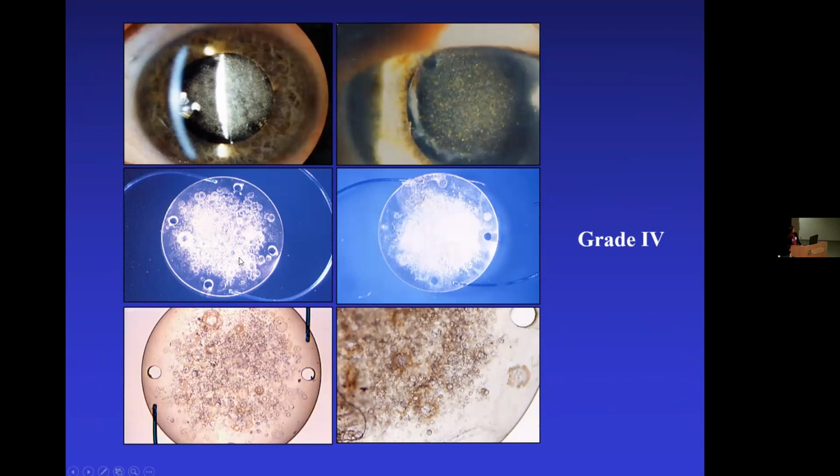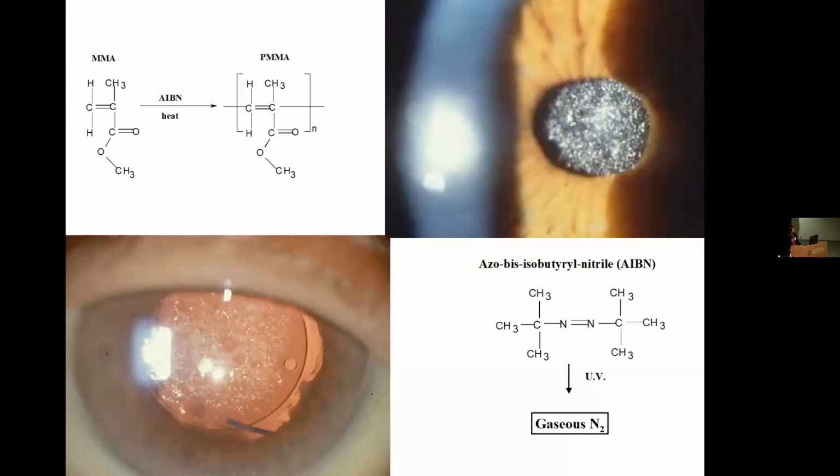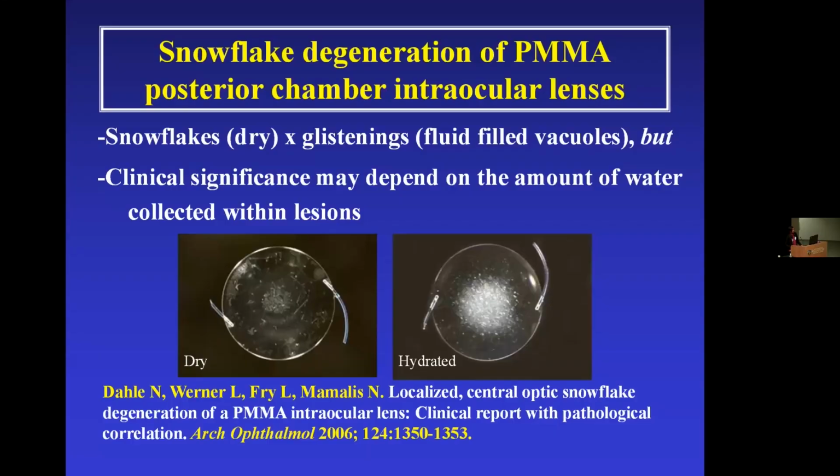And you see the lesions are more in the central area, and the periphery does not really show evidences of these lesions because it's usually protected by the iris. So the major theory here is that those lenses were manufactured with an excess molecule to polymerize the MMA into PMMA. And with the long-term UV exposure, there was liberation of gas inside of the lens. And when you look at these lesions in high magnification, it's like small micro explosions inside of the optic. So these are dry lesions. We have to differentiate them from the glistenings. We are going to talk about them later.